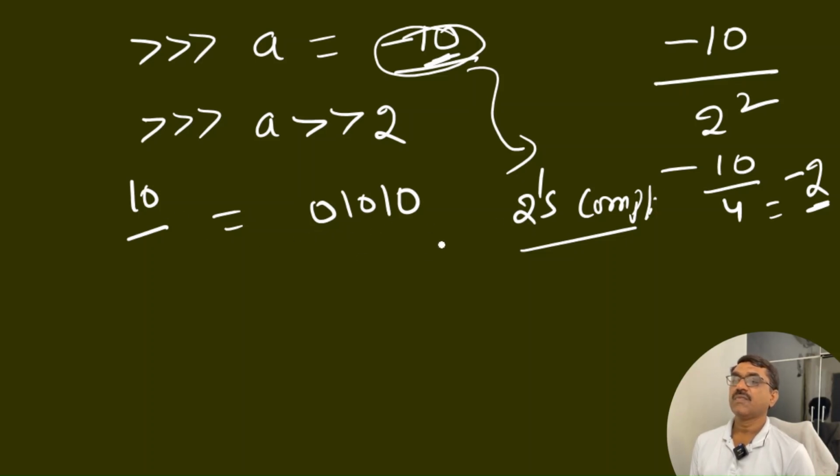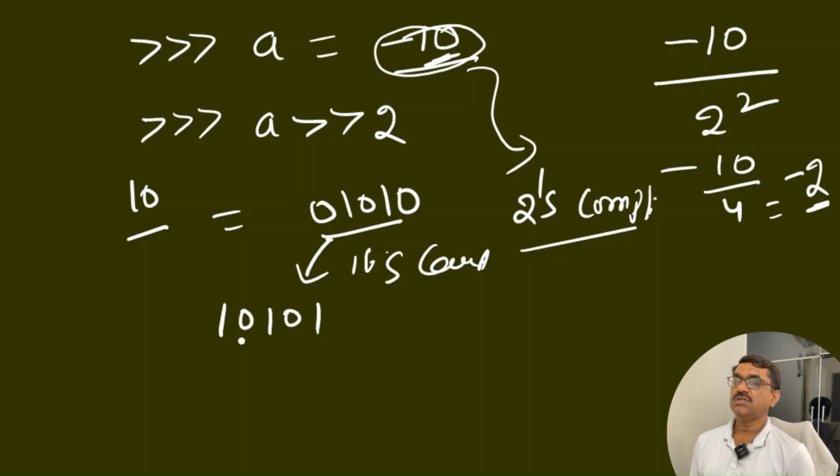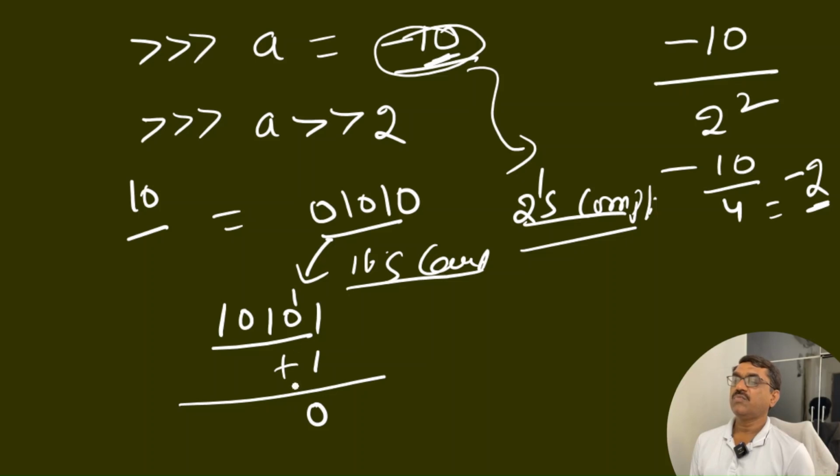Now first find the 2's complement of this. How to find the 2's complement? First find the 1's complement. What is meant by 1's complement? Just change 0 to 1 and 1 to 0. Here we get 1 0 1 0 1. This is the result after performing the 1's complement. To get the 2's complement, after obtaining the 1's complement, you add 1 again. 1 plus 1 is 0, carry 1, 1 plus 0 is 1, and here we get 1 0 1 1 0.